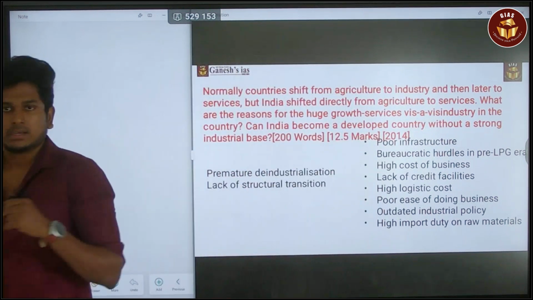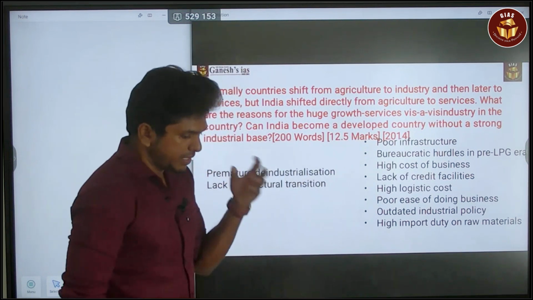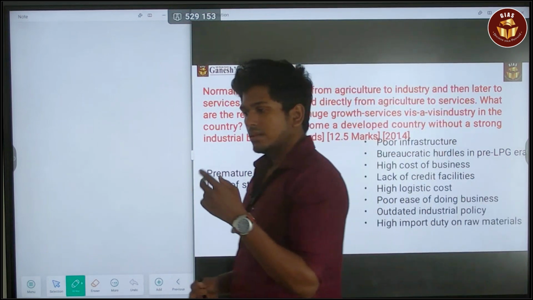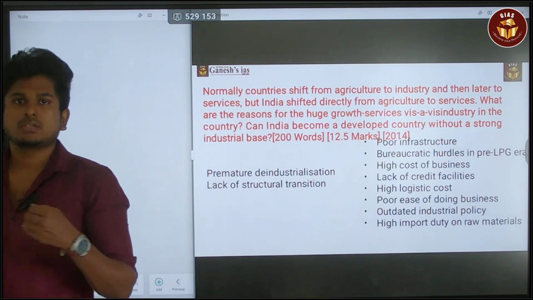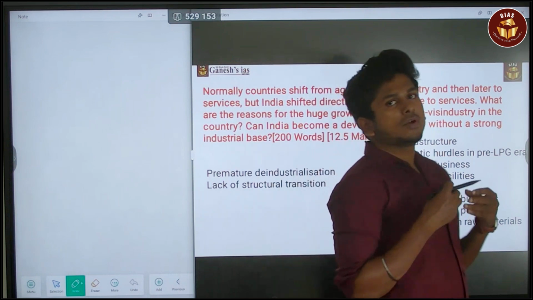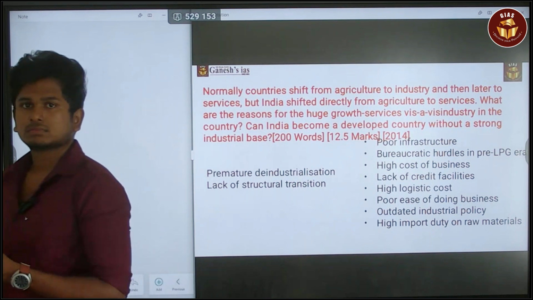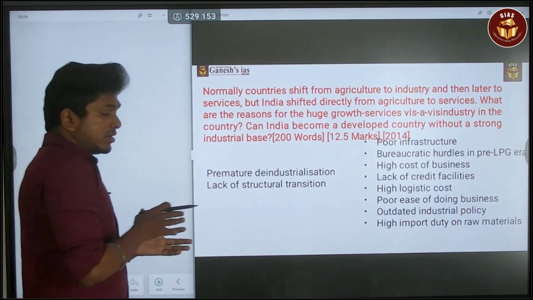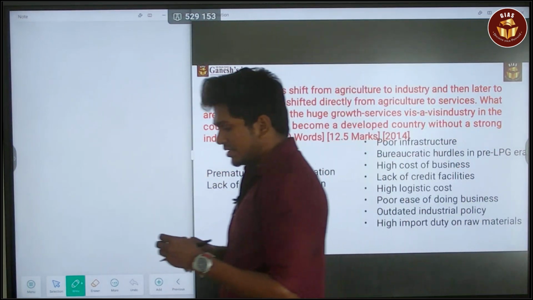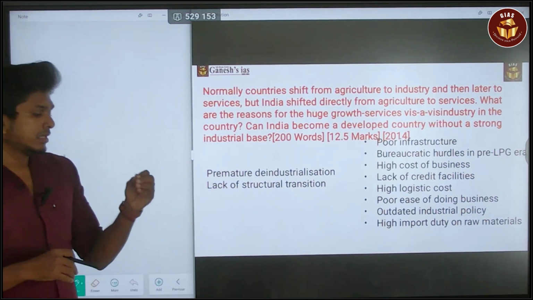Now the next question is, can India become a developed country without a strong industrial base? This is the most important thing. Even though it is asking can, which means give your opinion, you should say that it is not possible to be a developed country without the contribution of the manufacturing sector. That is the only answer. There is not another side of the answer. Okay, so in reality, without the contribution of the manufacturing sector, India can't become a developed country.